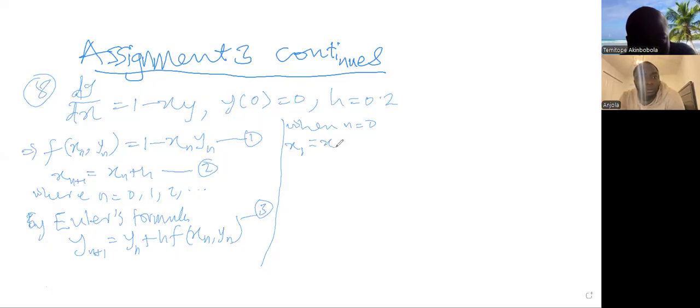When n equals 0, x1 is x naught plus h. You get that now? Yes. x naught, that's your initial value. x naught is 0, y naught is 0, from the initial condition given to us here. So let's substitute that. That will be 0 plus h, that's 0 plus 0.2, which is 0.2. So x1 is 0.2.